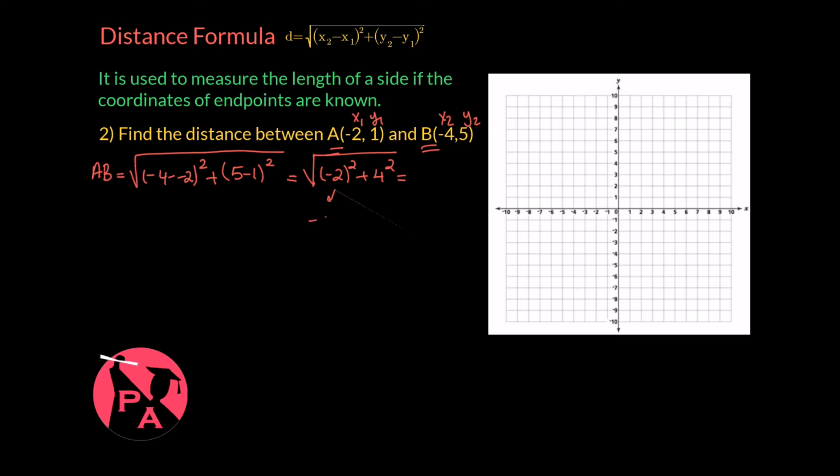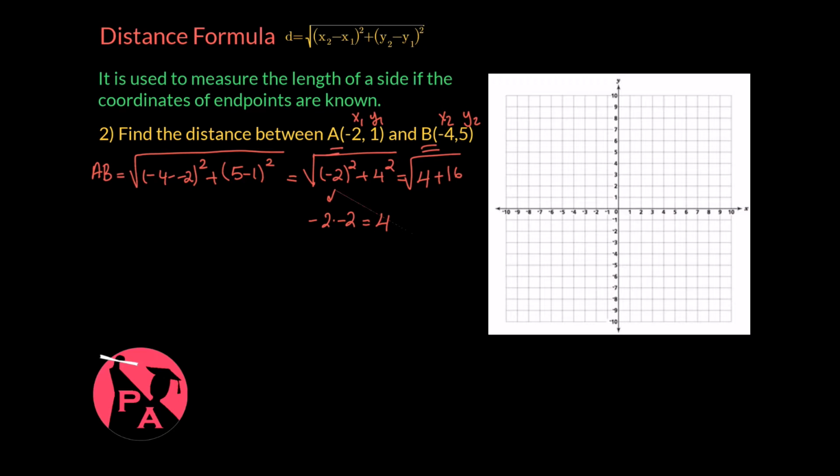The square of -2 means timing it by itself. When we time two negative numbers, it becomes positive. That's why it's positive. Plus 4 squared is 16. Add the numbers together, we get radical 20.